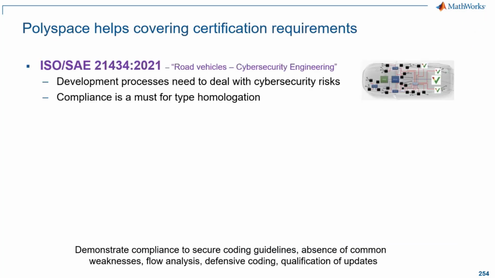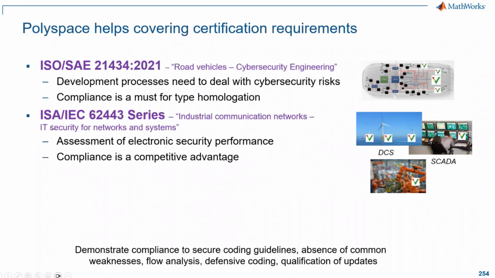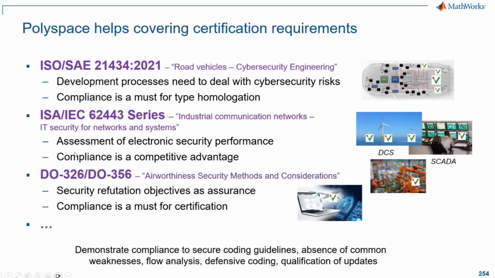So which standards can be covered using Polyspace? As you can see, ISO SAE 21434 compliance can be achieved using Polyspace. The same also for industrial communication networks: we have the ISA/IEC 62443 series that can be fully supported by Polyspace. And the same also in aerospace, with the DO-326 or DO-356 standard, compliance can be achieved using Polyspace.